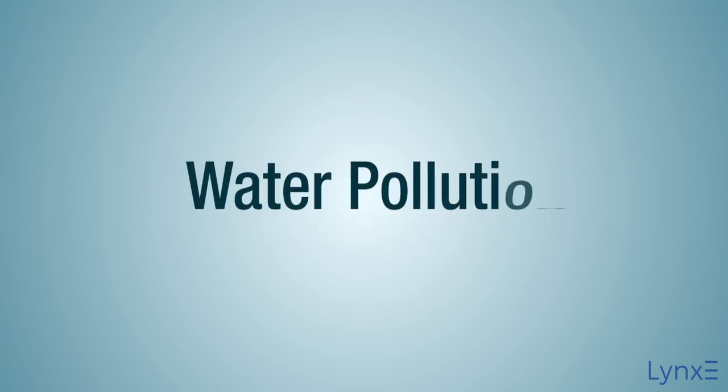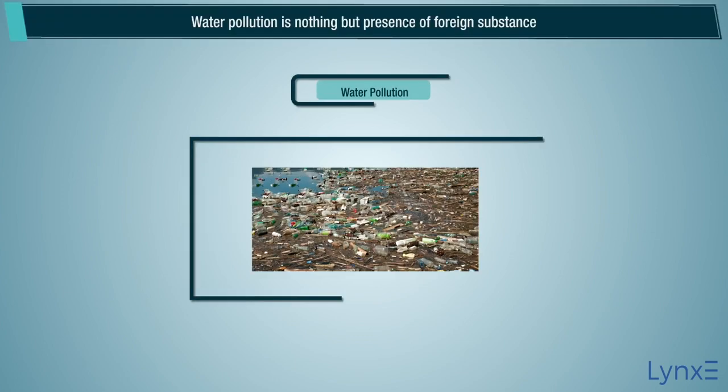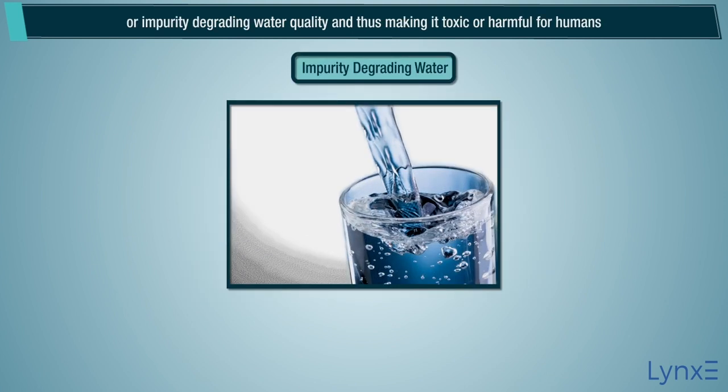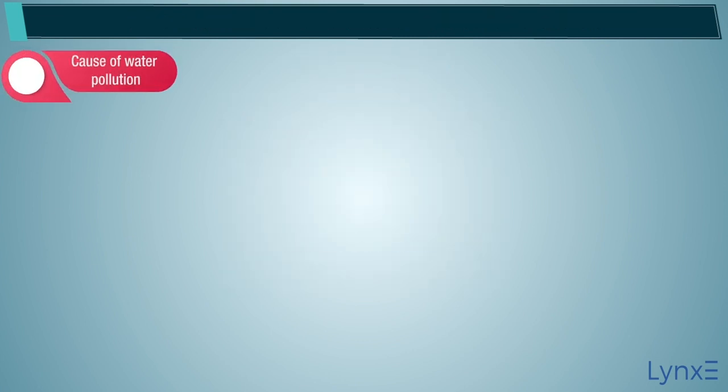Water pollution. Water pollution is nothing but the presence of foreign substances or impurities degrading water quality and thus making it toxic or harmful for humans. Causes of water pollution.